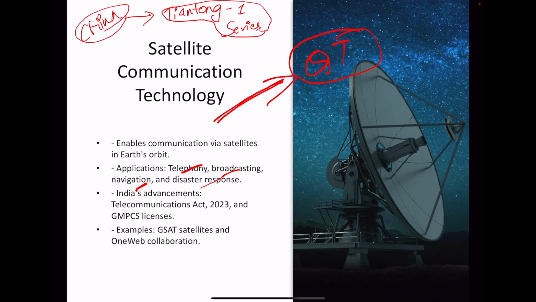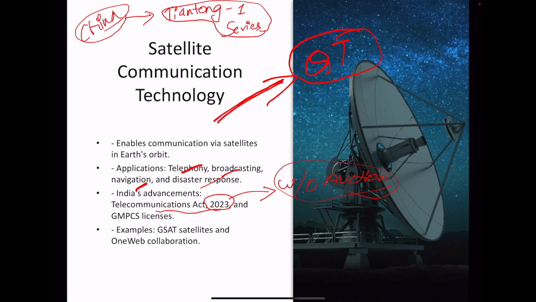Okay, then with respect to India, what are the advancements we are doing? So according to India's advancements, Telecommunication Act 2023. What it does is, it is actually giving the satellite communication rights to companies, so that they can get the spectrum without auction. Why? It is encouraging satellite communication, because with auction you would have a tiresome process, the administration process, everything will be there. So that is eliminated here.